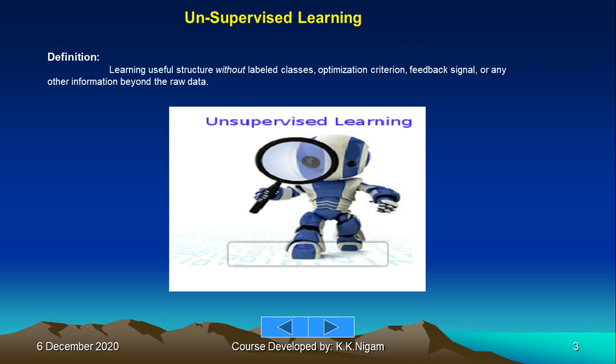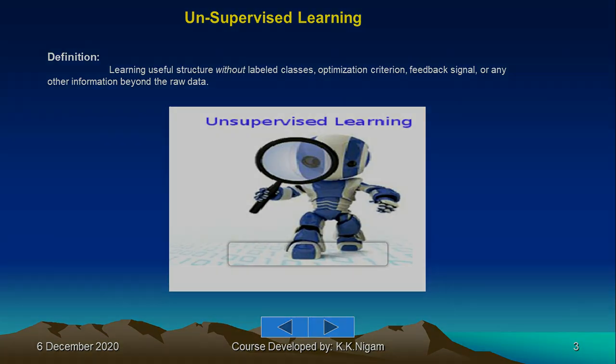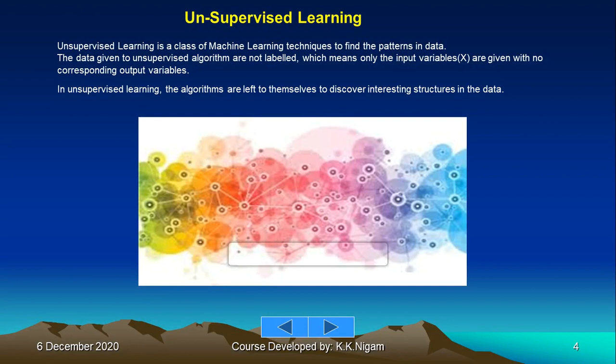What kind of output to expect is again not known. Unsupervised learning is a class of machine learning techniques to find patterns in data. The data given to an unsupervised algorithm is not labeled, which means only the input variables are given with no corresponding output variables. In unsupervised learning, the algorithms are left to themselves to discover interesting structures in the data.